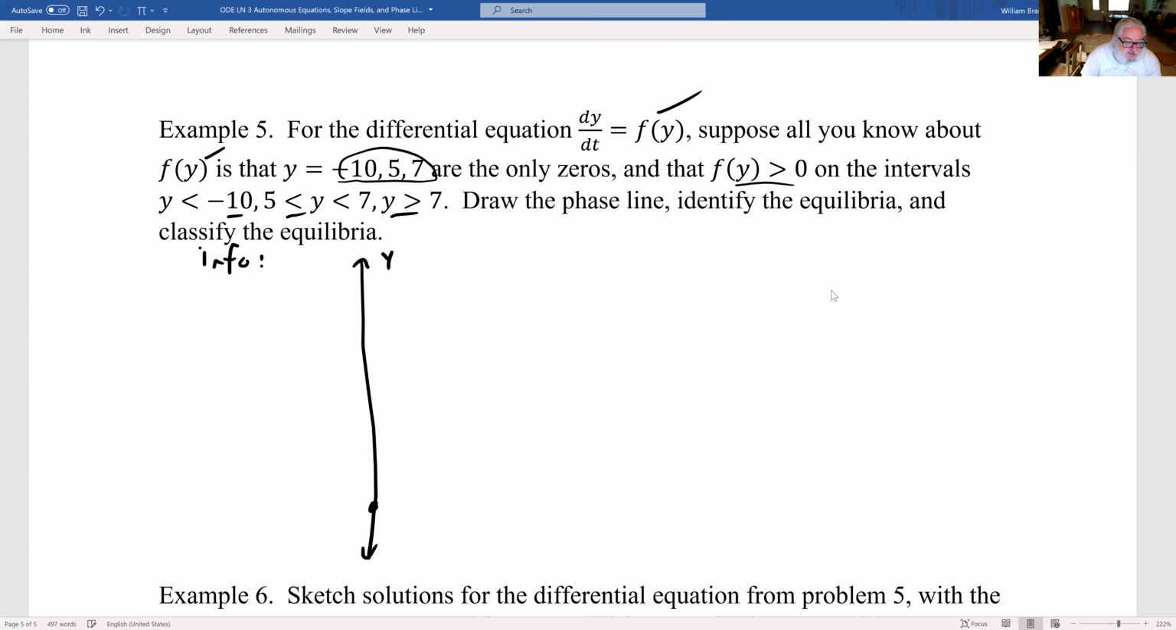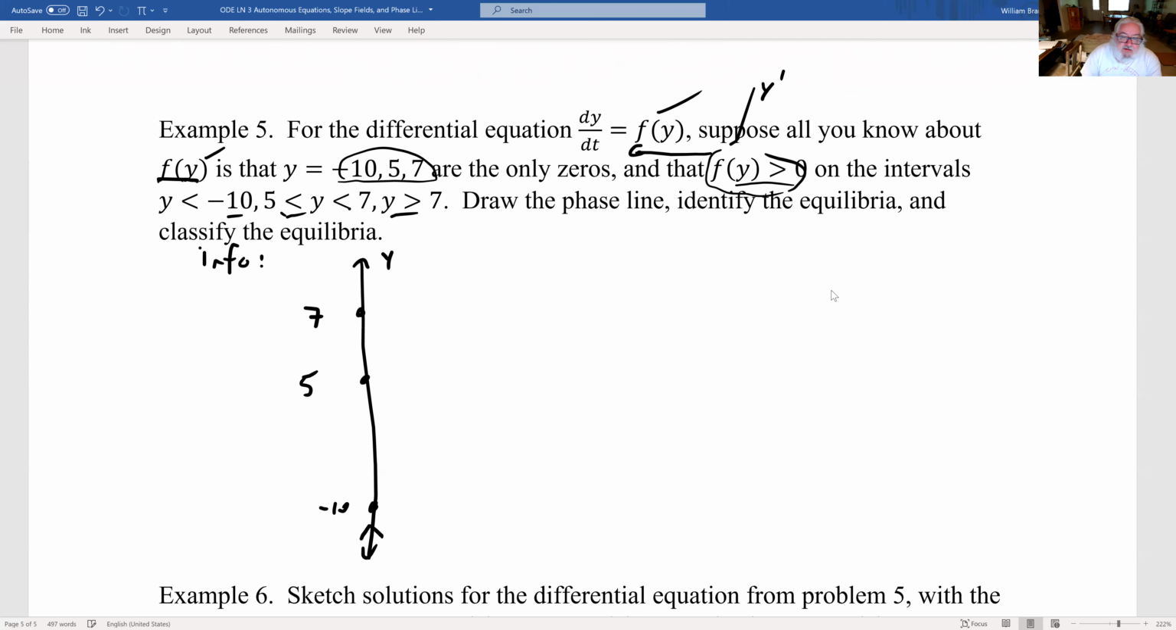Minus 10 is an equilibrium, because that's where the right-hand side is equal to 0. 5 is an equilibrium, and 7 is an equilibrium. And the additional data they tell you is f of y. Now remember that f of y is y prime, it's your derivative. On the interval of y less than minus 10, the derivative is positive down here. That means all my solutions have to be increasing.